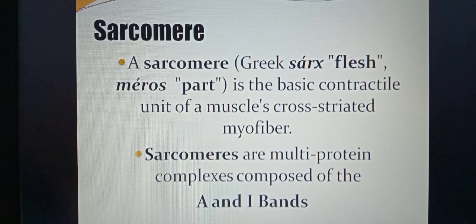So we will have the sarcomere first. Our word sarcomere came from the Greek sarx meaning flesh and meros meaning part. It's the basic contractile unit of a muscle's cross-striated myofiber. Sarcomeres are multi-protein complexes composed of the A and I bands. Later on, you will know what the A and I bands are.